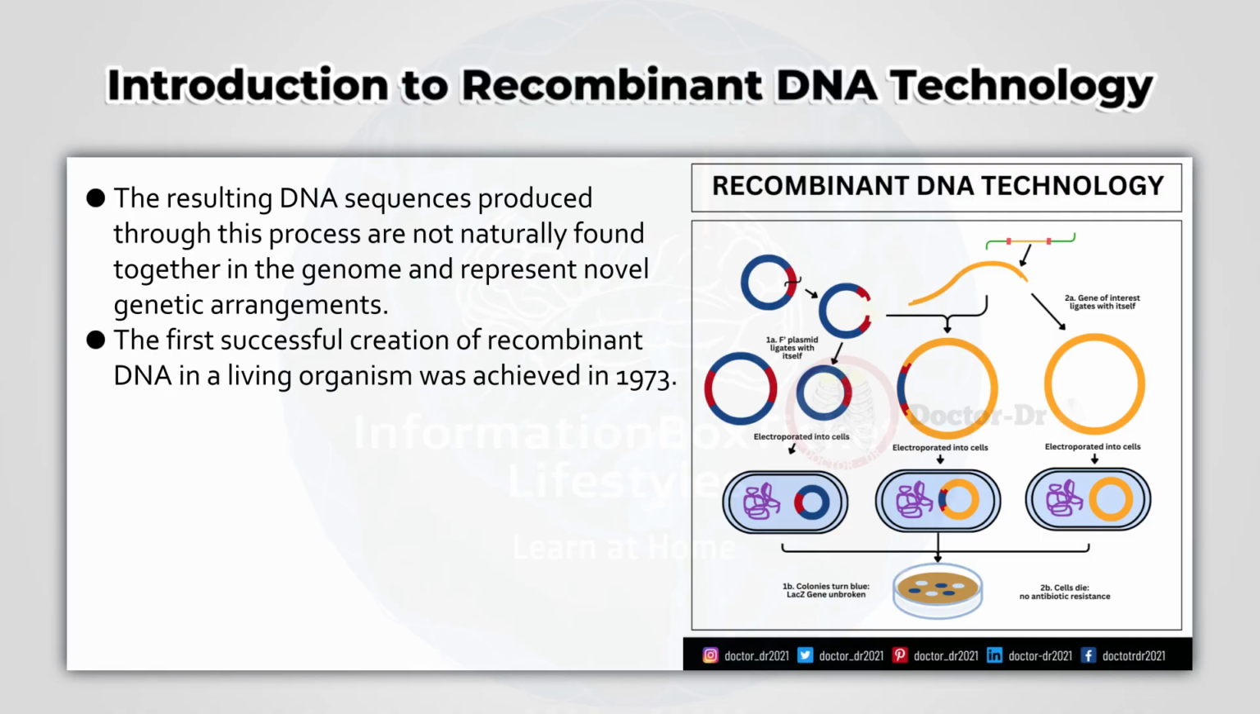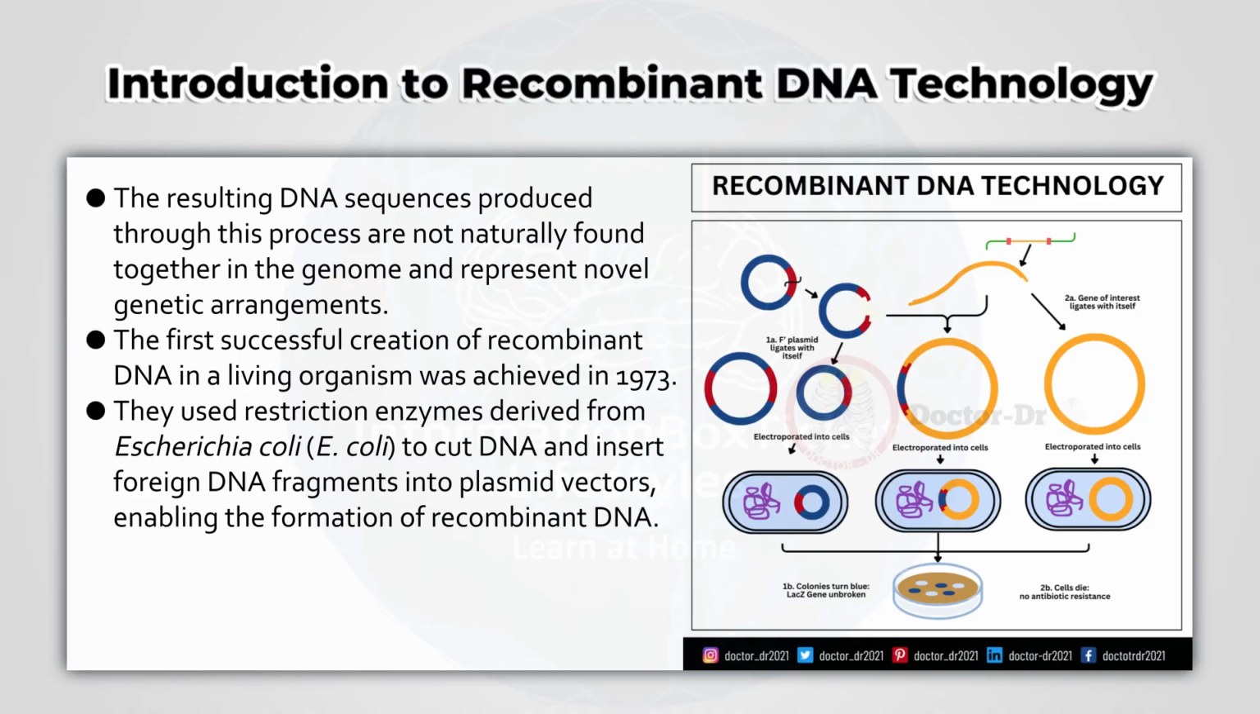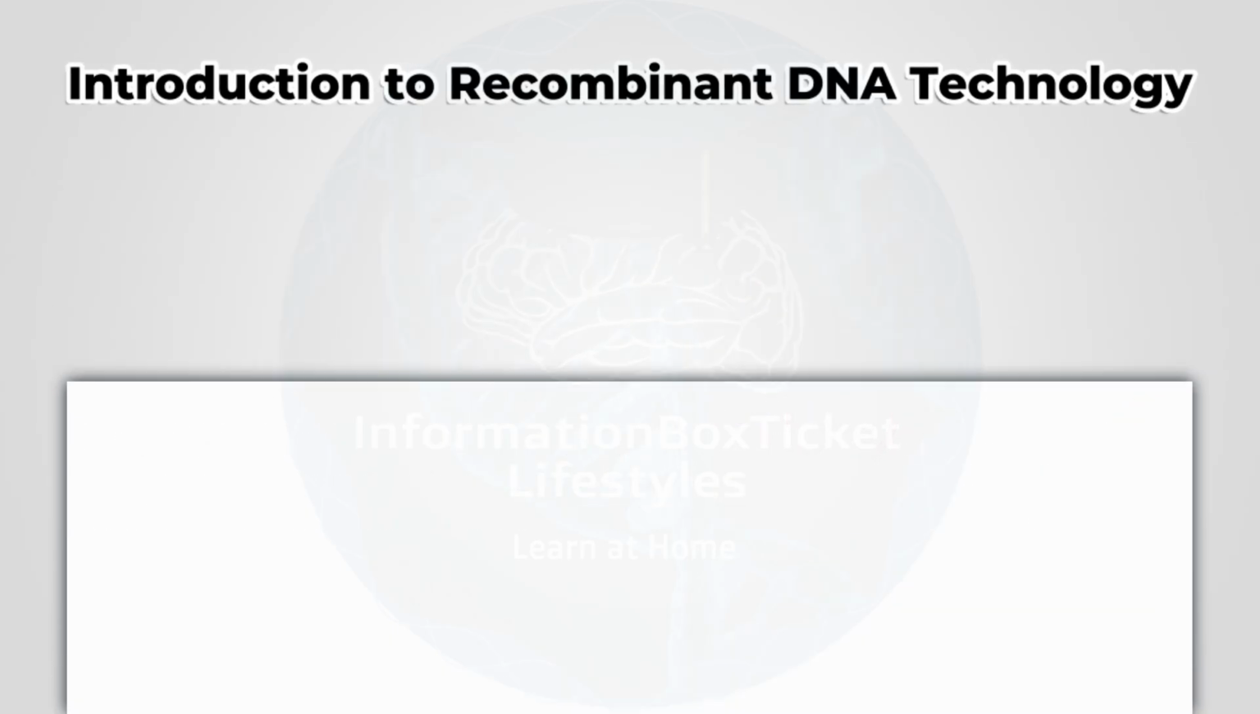arrangements. The first successful creation of recombinant DNA in a living organism was achieved in 1973. This work was carried out by Herbert Boyer at the University of California, San Francisco, and Stanley Cohen at Stanford University. They used restriction enzymes derived from Escherichia coli to cut DNA and insert foreign DNA fragments into plasmid vectors, enabling the formation of recombinant DNA.